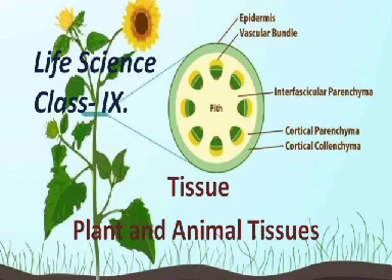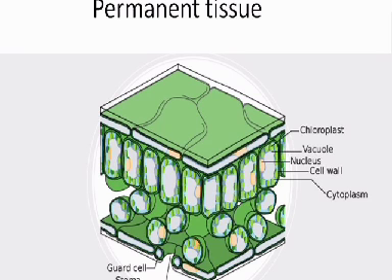Continuing from the previous session, now you know that there are two types of tissues, plant tissues and animal tissues. Plant tissues are further divided into meristematic tissue and permanent tissue. Now we are going through the permanent tissues. The tissues where cells cannot divide are termed permanent tissue.